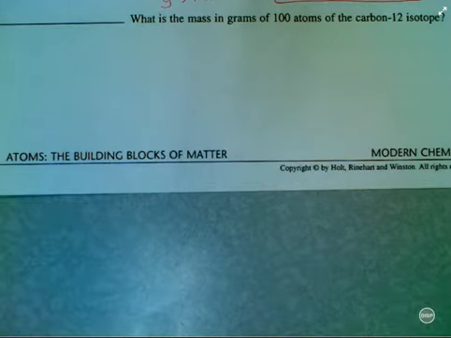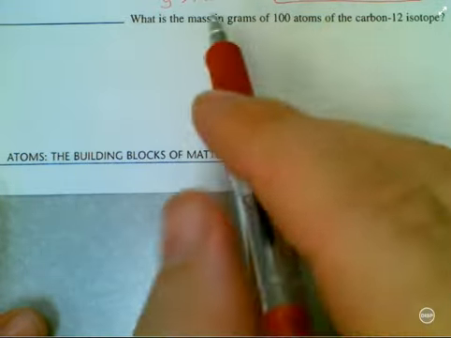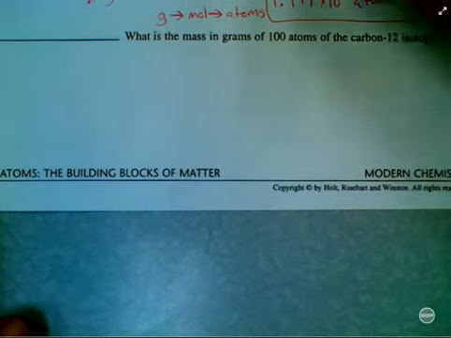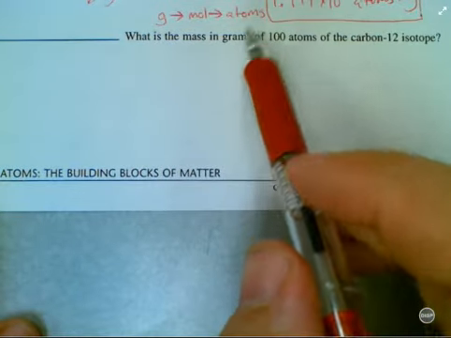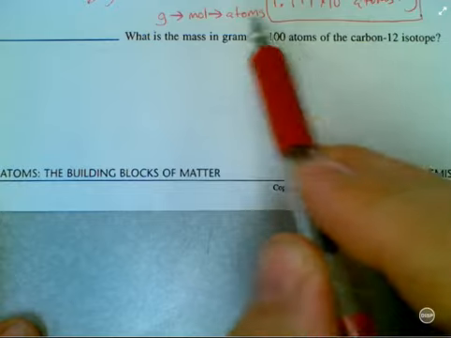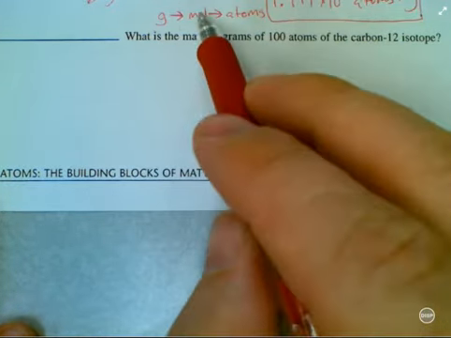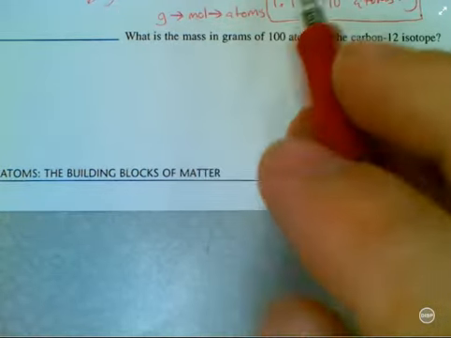Number 10. What is the mass in grams of 100 atoms of the carbon-12 isotope? Well, again, I'm going from a number of atoms into grams, and if we peek up at the work we did on number 9, I talked about this idea that we can't go straight from grams into atoms. Similarly, we can't go straight from atoms into grams, which is more like what number 10 is asking me to do. I'm going to have to go through moles first. I'm just going to have to set up 2 conversion factors to make this happen.